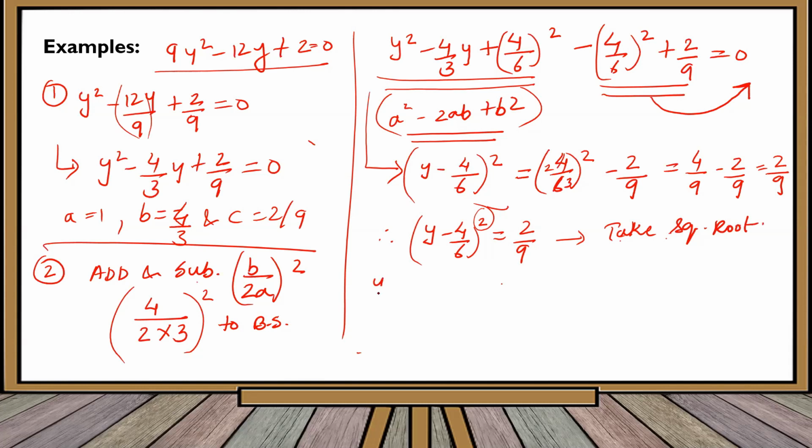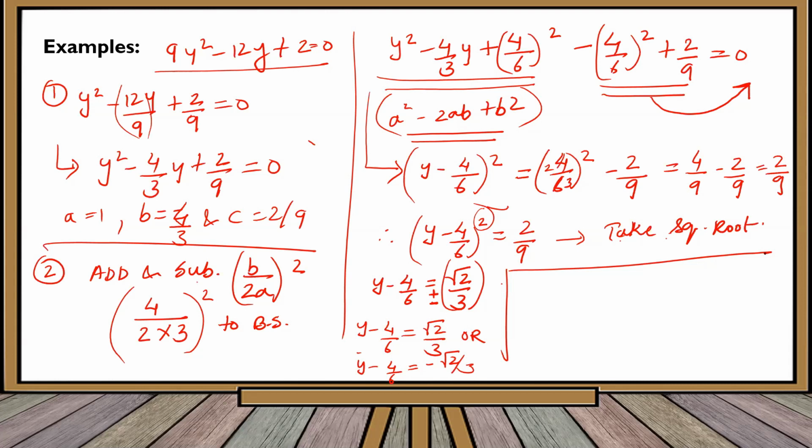So now taking square roots, we will have (y minus 4)/6 is equal to root 2 upon 3. Okay, and now one more very, very important thing. Whenever we take a square root, we always take it in the form of plus minus. So over here we will have two possibilities: (y minus 4)/6 is equal to plus root 2 by 3, or (y minus 4)/6 will be equal to minus root 2 upon 3. Okay, so now let's find out the two roots.